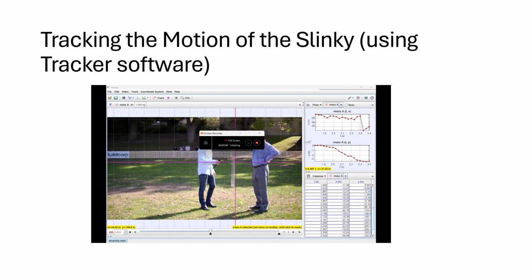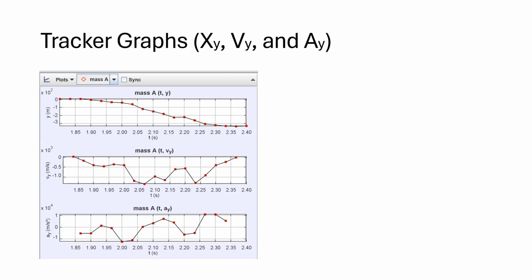Here's tracking the motion of the Slinky. So I used the video that was provided and the Tracker software, and you can see the timestamps on the Slinky as I edited them, and then you can see the graphs on the right of the data that I plotted and used. And then here are the Tracker graphs for the displacement, acceleration, and velocity of the data I obtained.